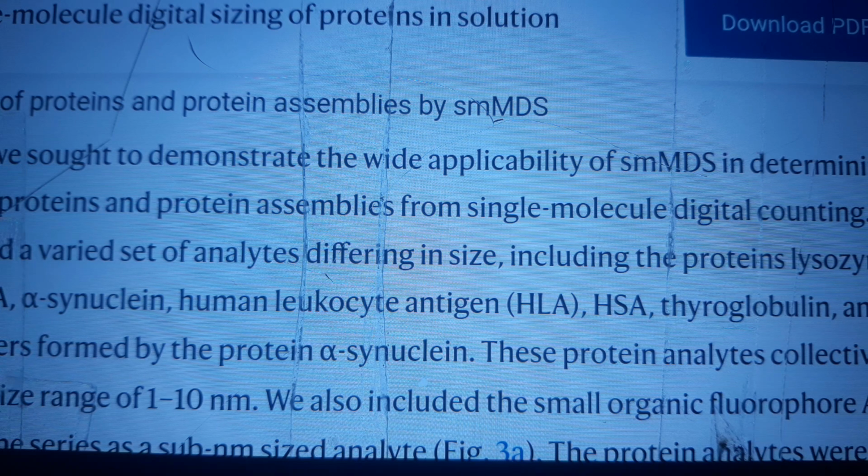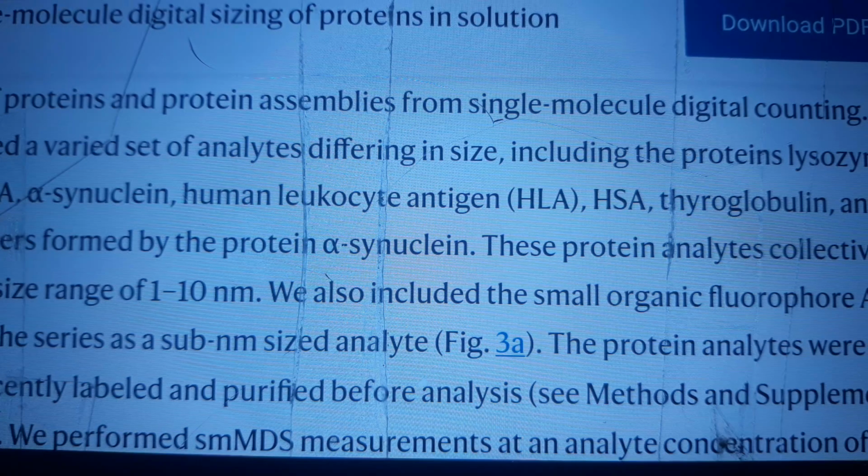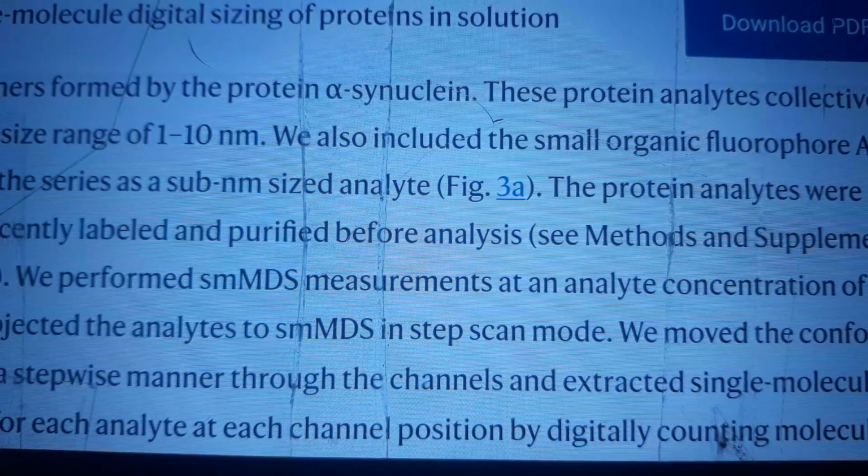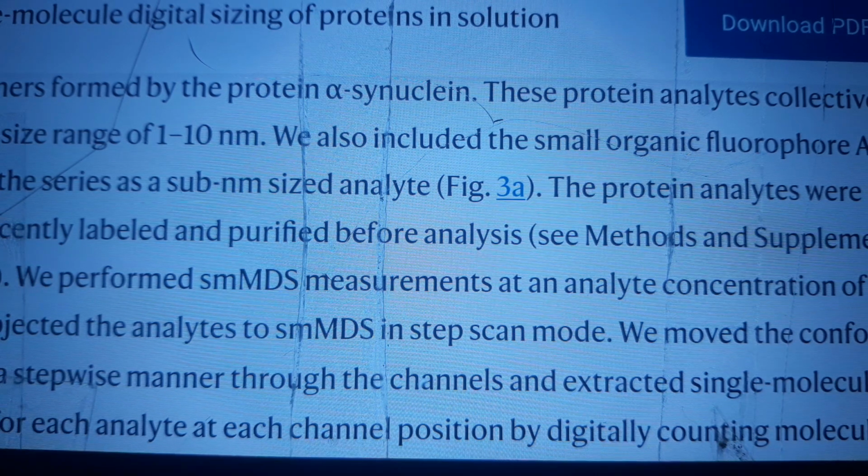To demonstrate the wide applicability of SM-MDS in determining the size of proteins and protein assemblies from single molecule digital counting, a varied set of analytes differing in size was used. It includes the proteins lysozyme, RNase, alpha-synuclein, human leukocyte antigen HLA, HSA, thyroglobulin, and oligomers formed by the protein alpha-synuclein. These protein analytes collectively span a size range of 1 to 10 nanometers. Also included in the series was the small organic fluorophore LX488 as a sub-nanometer sized analyte. The protein analytes were fluorescently labeled and purified before analysis.